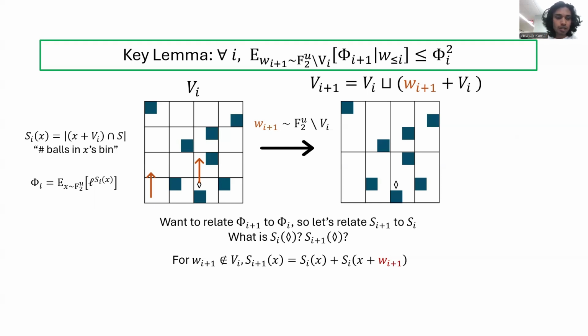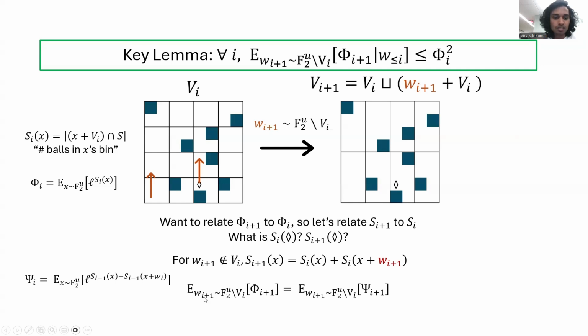Great. So this motivates us to define this auxiliary quantity, psi sub i, which is basically phi sub i expressed in terms of s sub i minus 1. Okay, it's this quantity. And what we've just shown is that when w sub i plus 1 is not in V sub i, they're the same quantity. Thus, we have the average outside of V sub i of phi sub i plus 1 is equal to the average outside of V sub i of psi sub i plus 1.